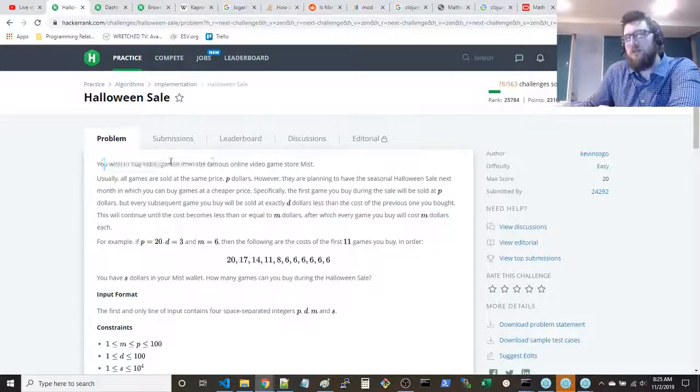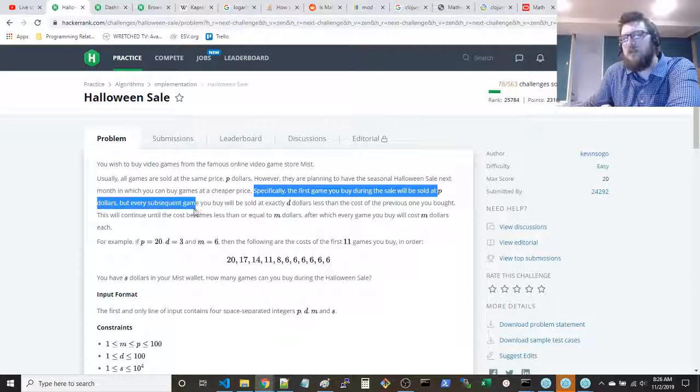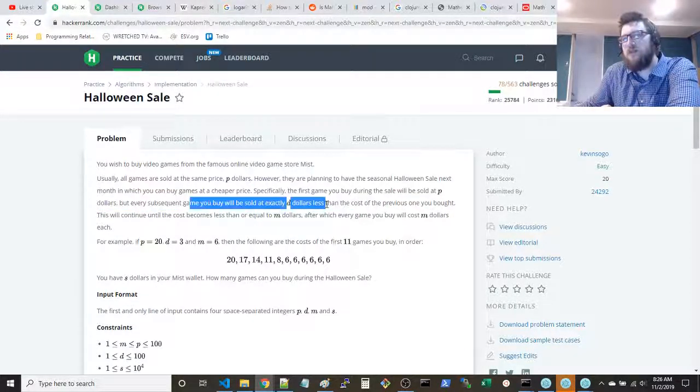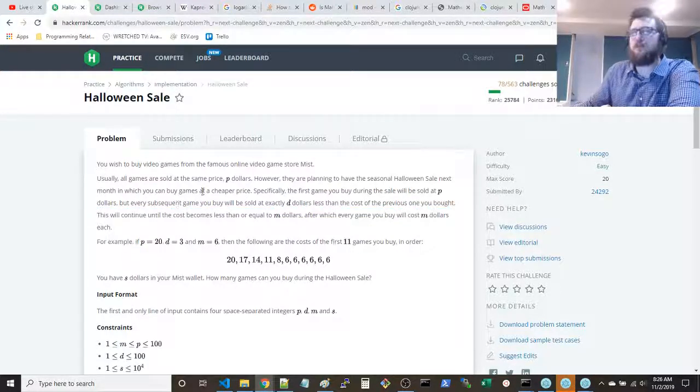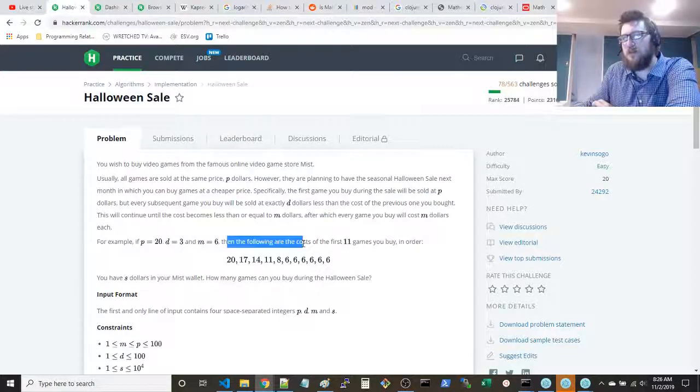Wish to buy video games from the famous online video game store Mist. Usually all games are sold at the same price, $P. However, they are planning to have the seasonal Halloween sale next month in which you can buy games at a cheaper price. Specifically, the first game you buy during the sale will be sold at $P, but every subsequent game you buy will be sold at exactly $D less than the cost of the previous one you bought. This will continue until the cost becomes less than or equal to $M, after which every game you buy will cost $M each. For example, if P is 20, D is 3, and M is 6, then the following are the costs of the first 11 games you buy in order.